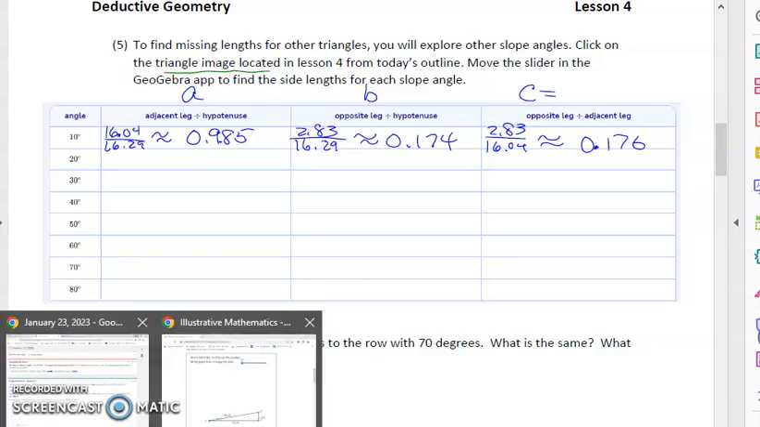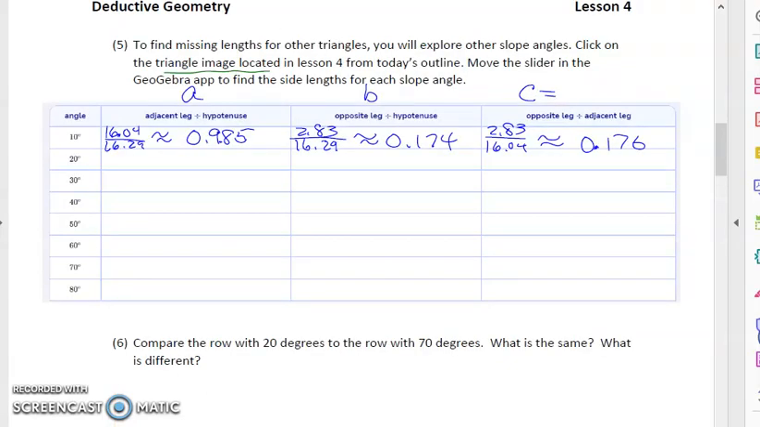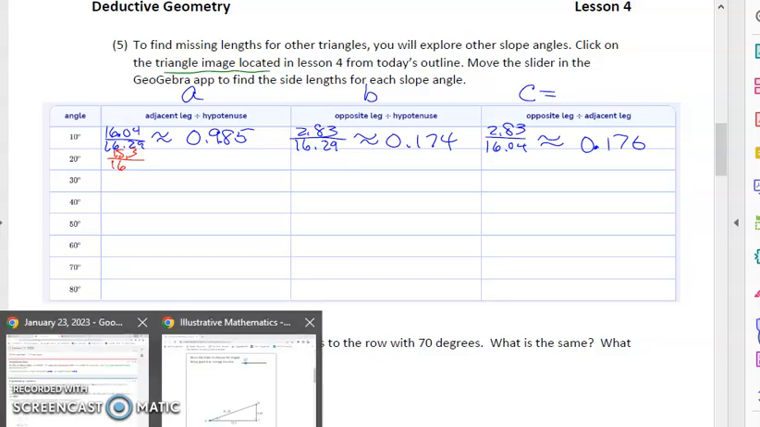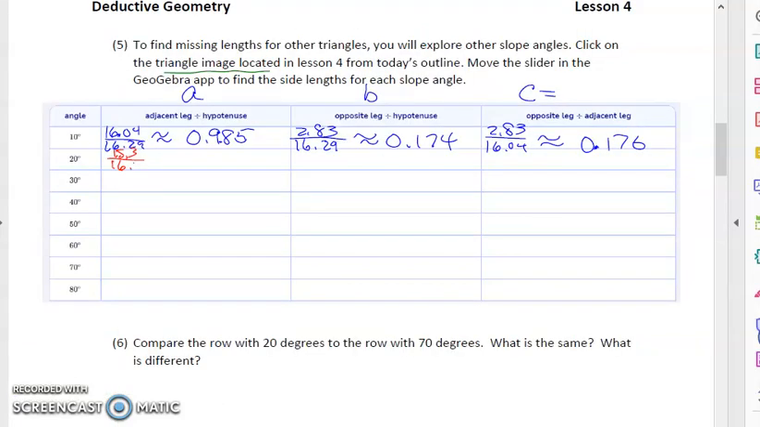All right, so on the 20-degree angle, the 20-degree angle is the lower left corner, so the side opposite that would be the 5.57. 16.29 would be the hypotenuse, being the longest side, and the 15.3 is the adjacent side. So for the 20-degree angle, we're going to take 15.3 divided by 16.29, and I get 0.939.